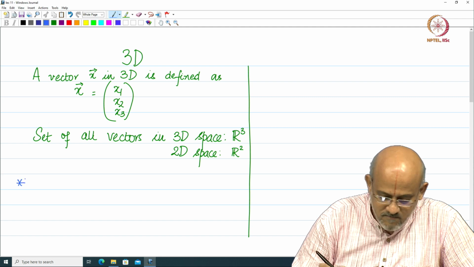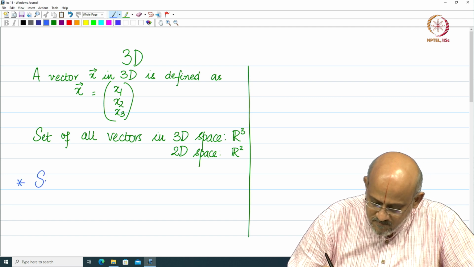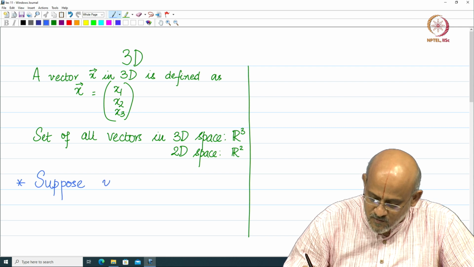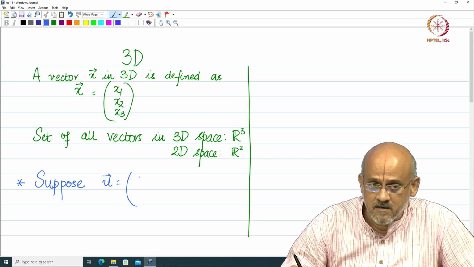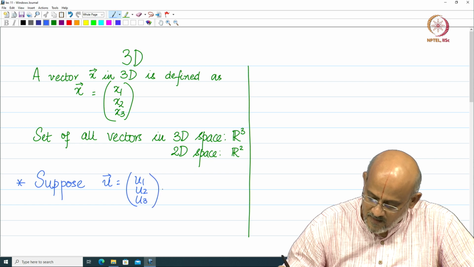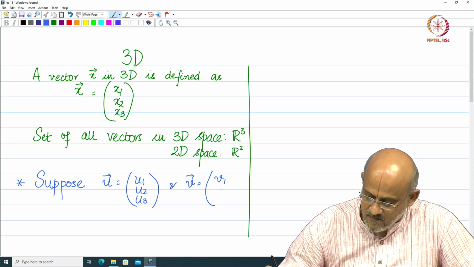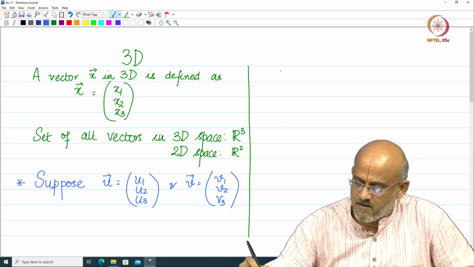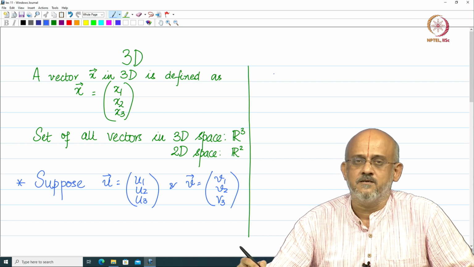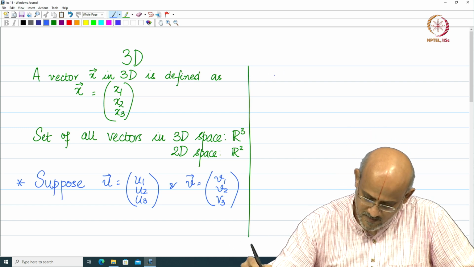So let us look at this. Suppose we have two vectors. Suppose u is a vector which is u1, u2, u3, and v is another vector which is v1, v2, v3. We define the vector addition in a manner which is similar to that of 2 dimensional vectors. We do a component wise addition.